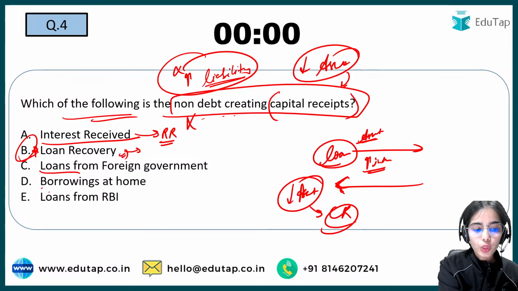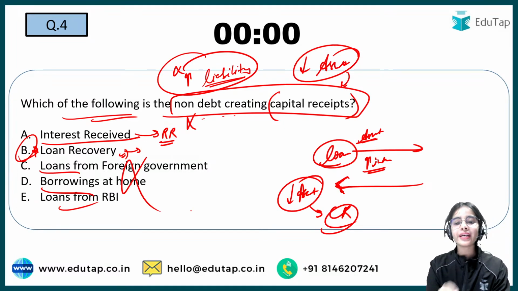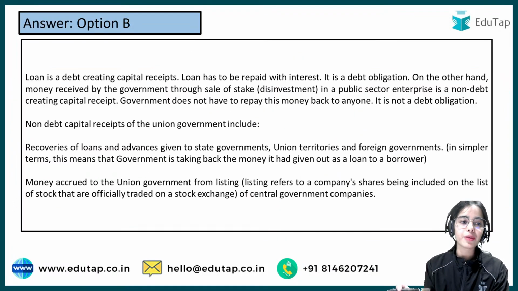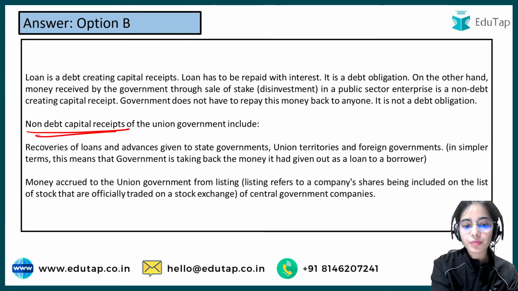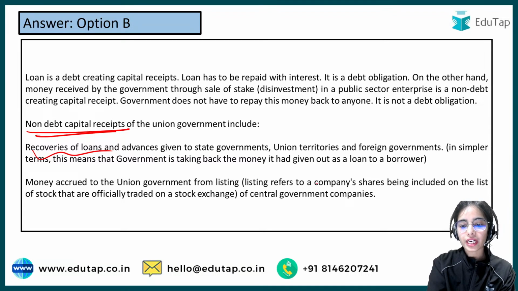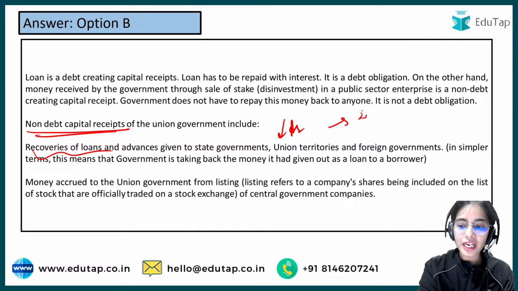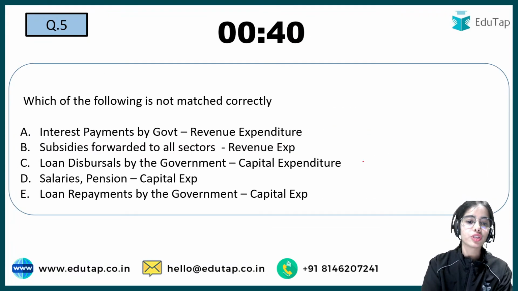Loan recovery. Loans cannot be included under the non-debt creating capital receipts. They are capital receipts, but they are creating debt. Okay. So non-debt capital receipts are recovery of loans or advances that you have given, or reducing the asset, that is by doing the disinvestment, or by selling the company or such. So that is the idea.